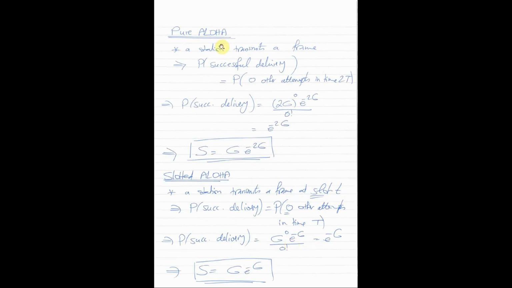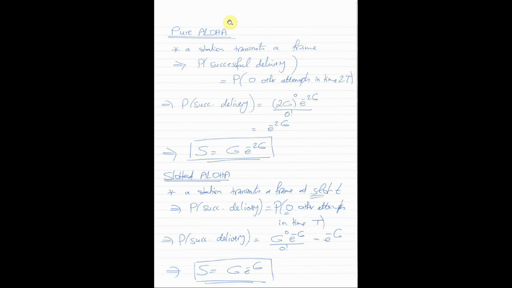Now, let's go to pure Aloha. The rest of the argument is really easy. Let's go to pure Aloha and assume that one station has already started a transmission. For simplicity, imagine that I have started transmitting a frame. I have started already transmitting my frame. The question is, what is the probability that my frame is successfully delivered? What is the probability that my frame is successfully delivered in pure Aloha?